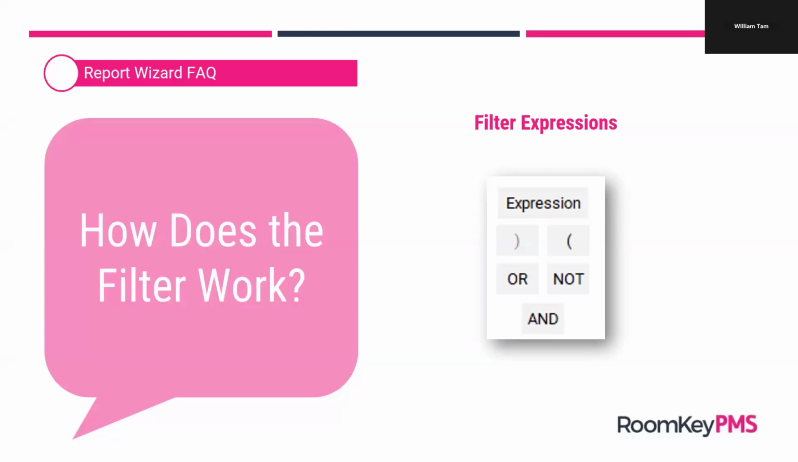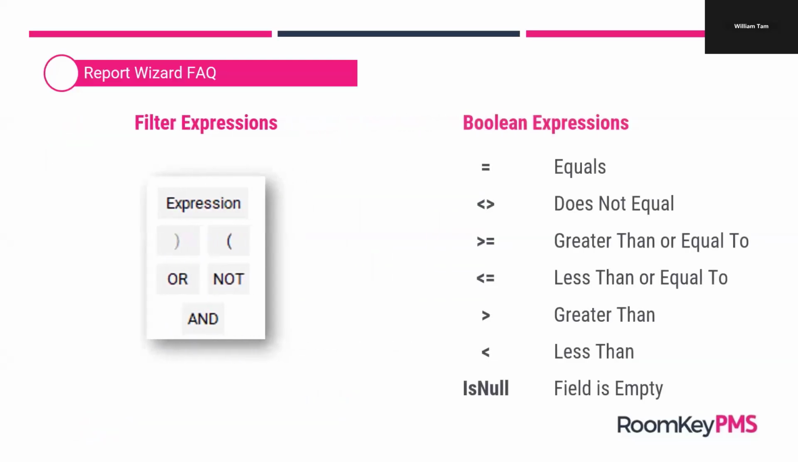So when you are building a filter that prompts the user to select a date range, so date from and date to, we use the expression button to create the date from. You click and then expression to build the date to. Now, these filter expressions, when we're selecting date from and date to, we use in conjunction with the Boolean expressions off to the right-hand side.